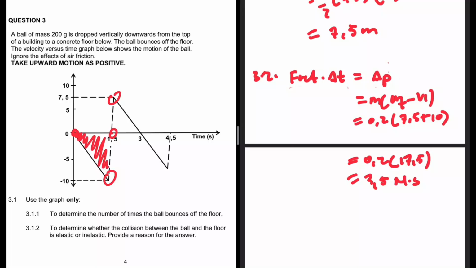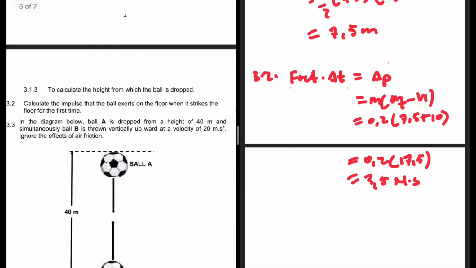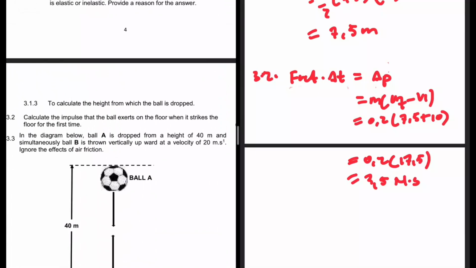Right. And then impulse, it should be a vector because we have F net, right? So because it is a vector, we should give the direction. The impulse that the ball exerts on the floor. So the ball is hitting the floor, so it should be downwards. So there we go. That is how we calculate impulse.